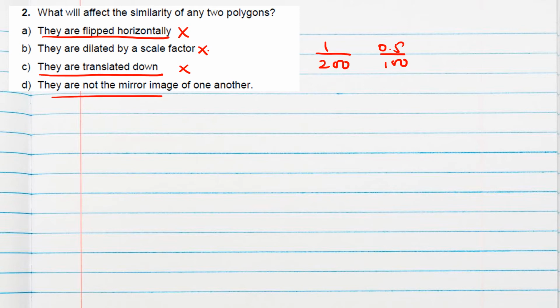They are not the mirror image of one another. If they are not the mirror image of one another, this will affect the similarity of the two polygons. Not mirror image of each other means one will be different from the other one. They are not exactly the same. That means they are not similar figures, right? So option D is correct.